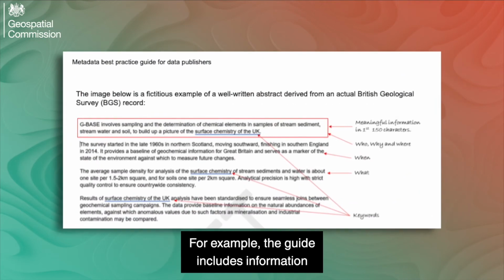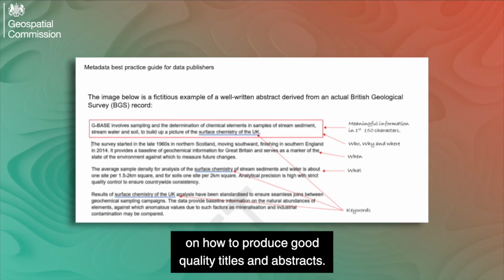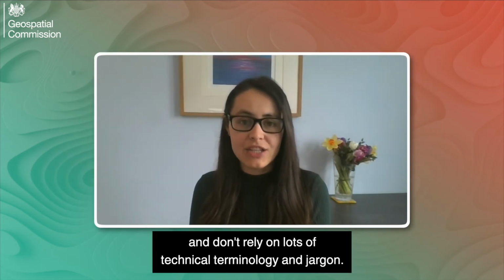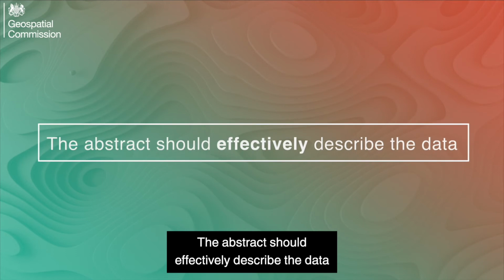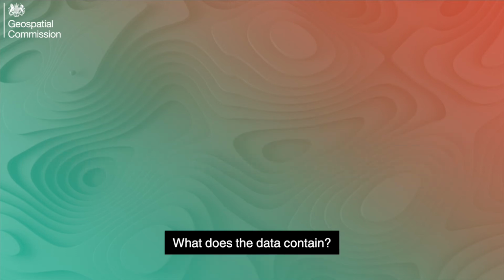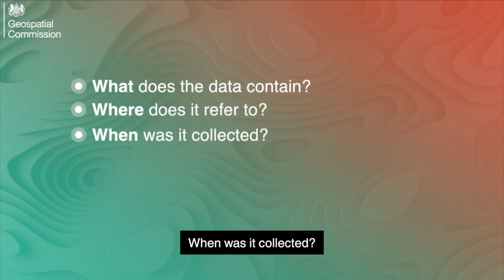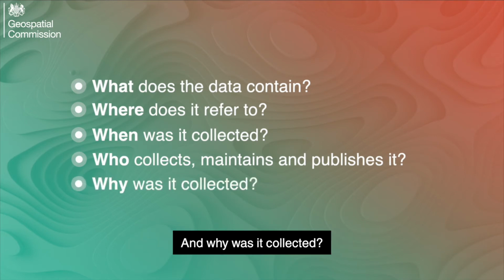For example, the guide includes information on how to produce good quality titles and abstracts. It's really important that titles and descriptions are written in plain English and don't rely on lots of technical terminology and jargon. The abstract should effectively describe the data, and using the 5 Ws can be a useful framework for this. What does the data contain? Where does it refer to? When was it collected? Who collects, maintains and publishes it? And why was it collected?